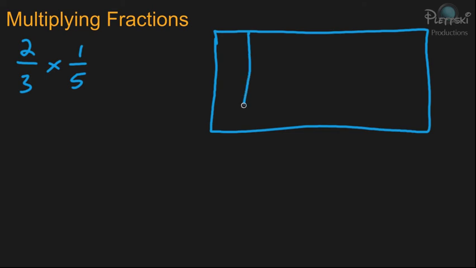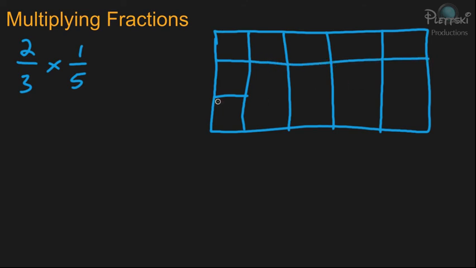So if I cut this rectangle into 5 pieces. Okay, so here's fifths. And then I cut each of those fifths into 3 pieces. So it'd be like that. So each of those fifths into 3 pieces. And then I want to show what 2/3 of 1/5 is.